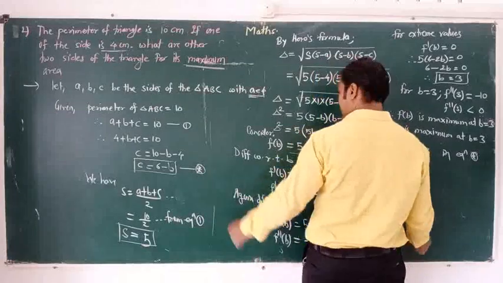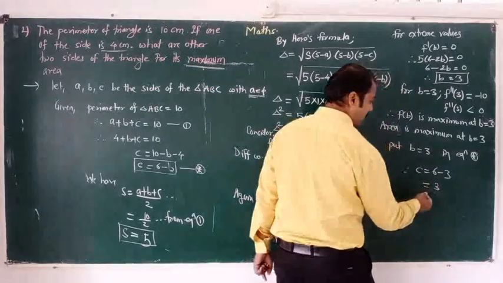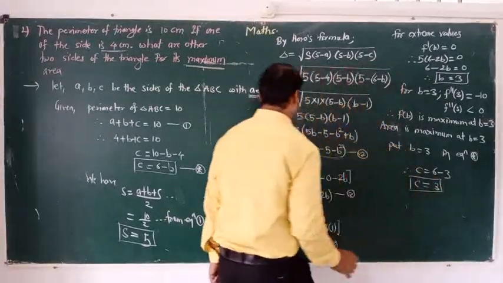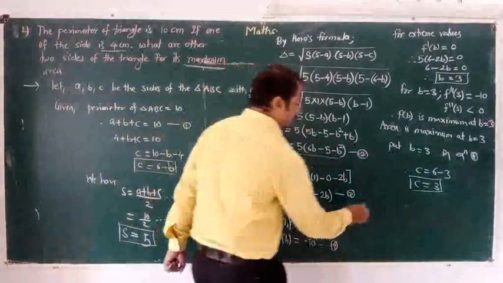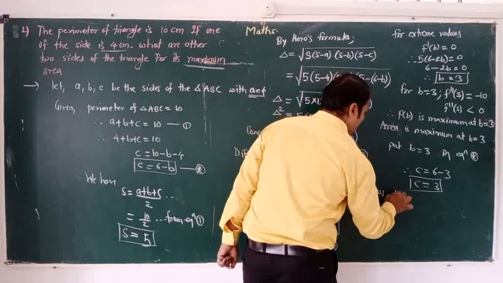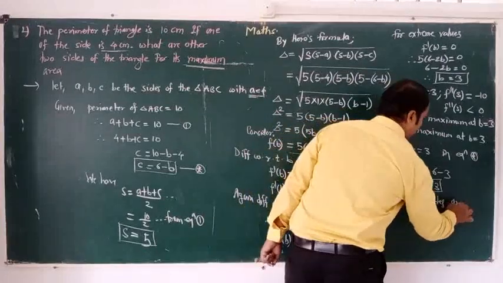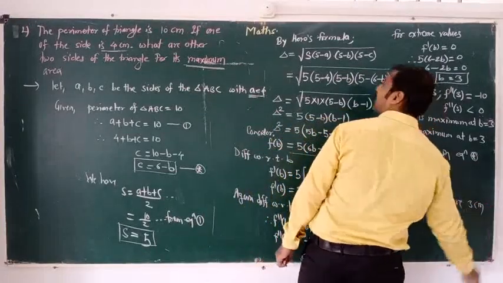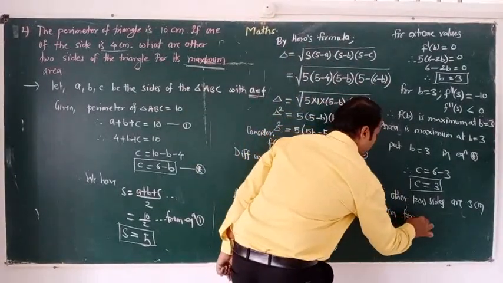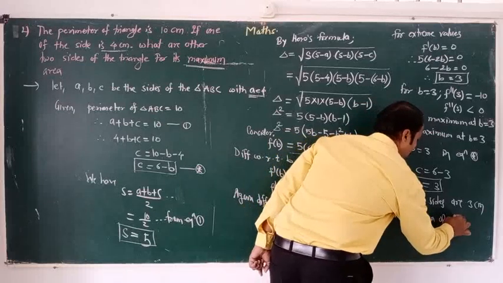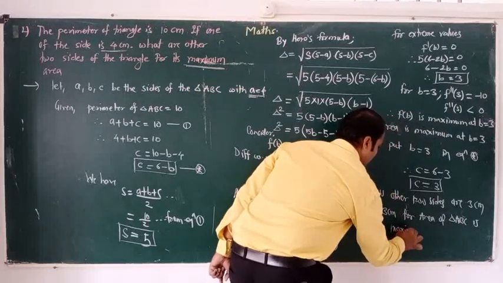Therefore, c is equal to 6 minus b, that is 3. 6 minus 3 is 3. So c is equal to 3 from this equation. Thus, I can write here: the other two sides are 3 centimeter, it is given in centimeter, and 3 centimeter, for which the area of triangle ABC is maximum.